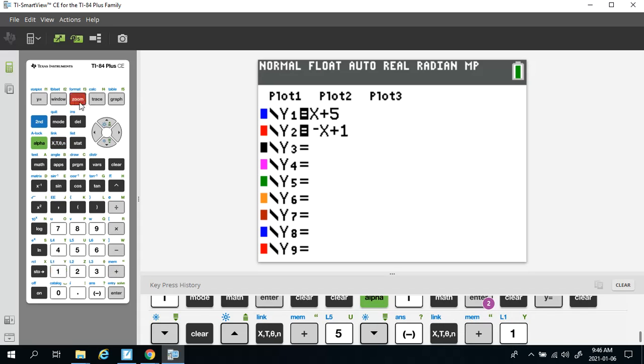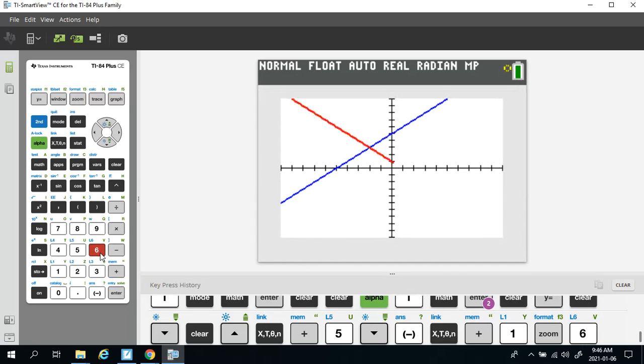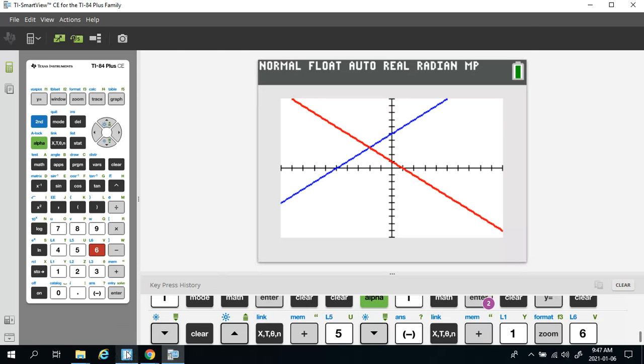Okay, let's start off by just seeing how this graphs using the zoom standard button. Again, zoom standard goes from -10 to +10 on both the x and y axis. And let's see, can I see the x and y intercepts for both lines and an intersection point? Yeah, you absolutely can. Okay, so let's go back now to the Smart Notebook and let's quickly sketch what this graph looks like.